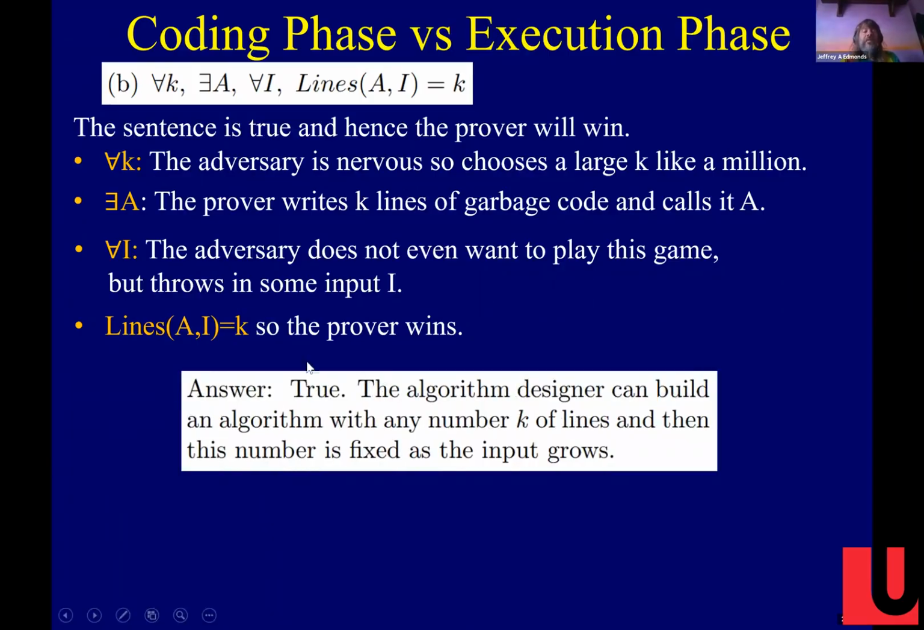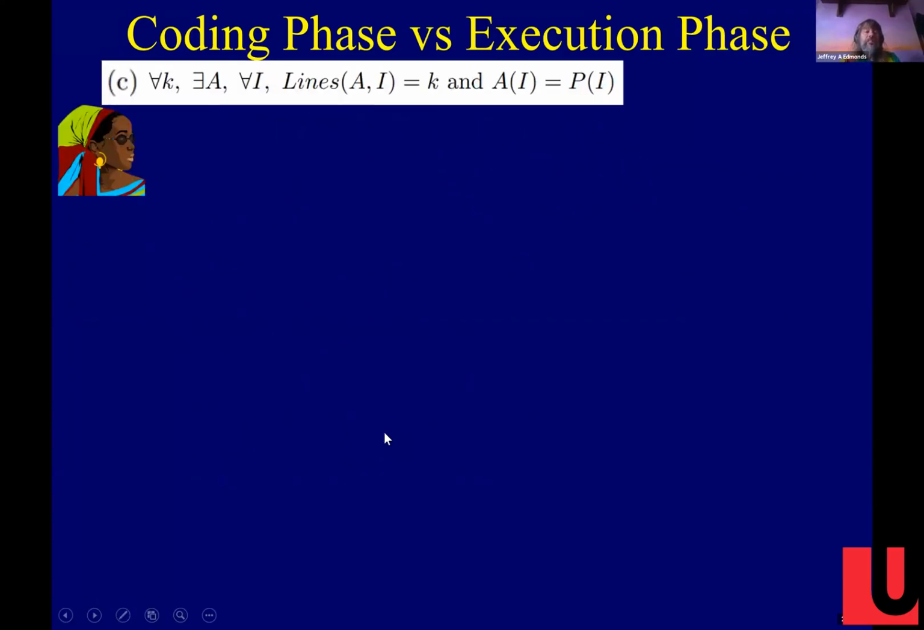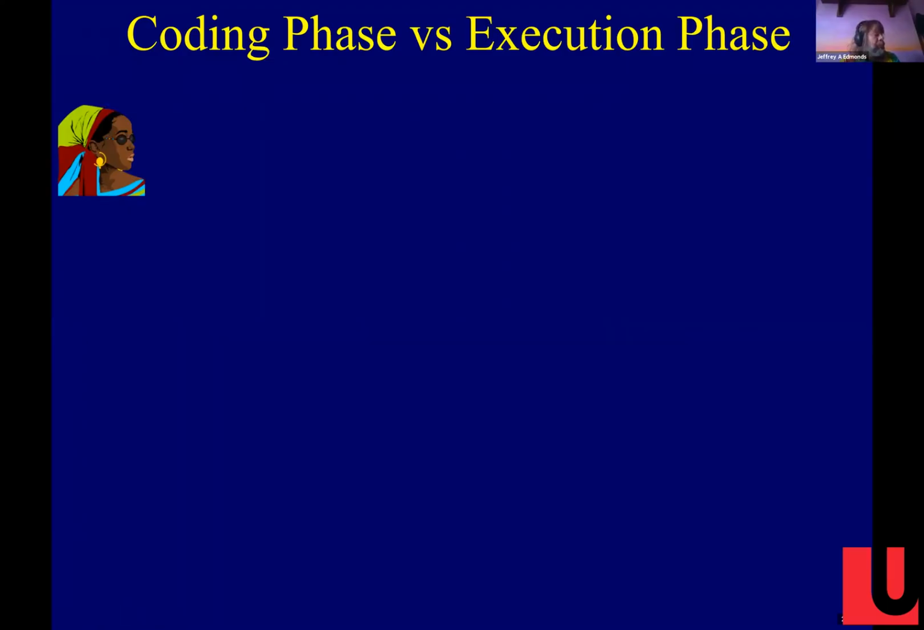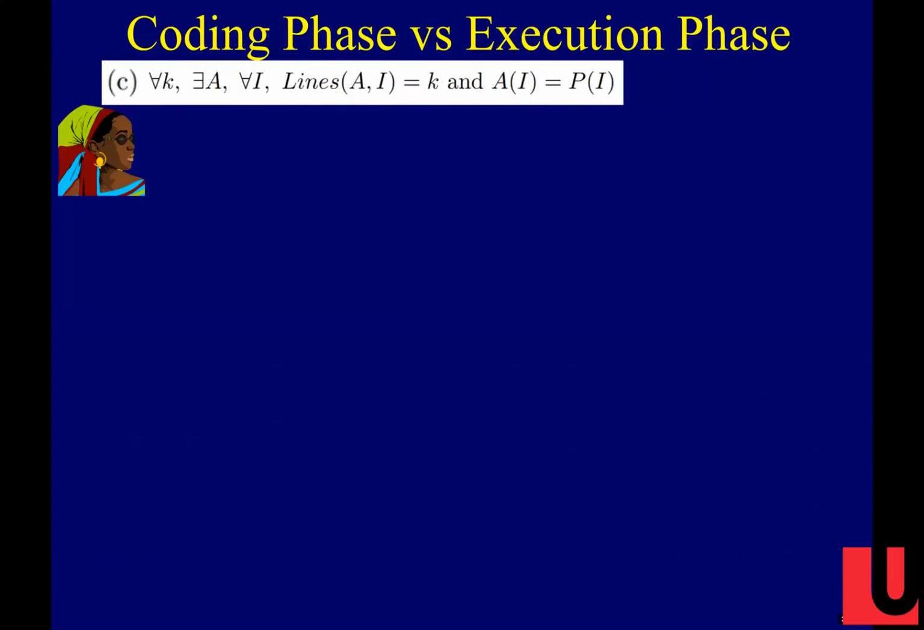And what are we saying? We're saying it's true. The algorithm designer can build an algorithm with any number of lines of code, and that number of lines of code will be fixed, right? Does that make sense? People get this example? Good.